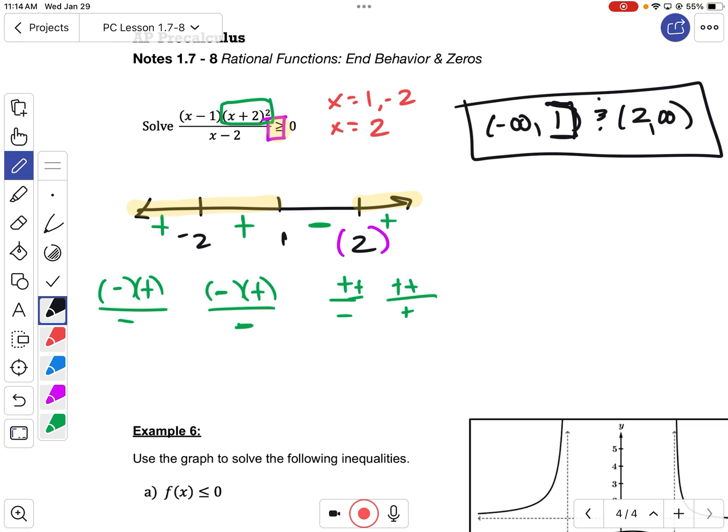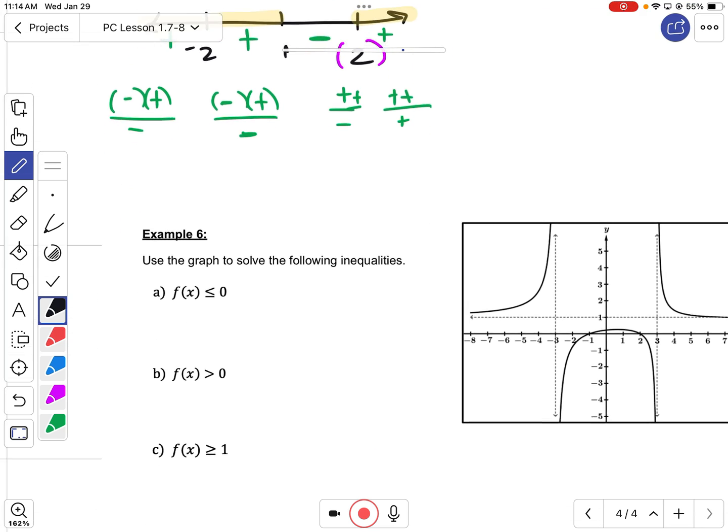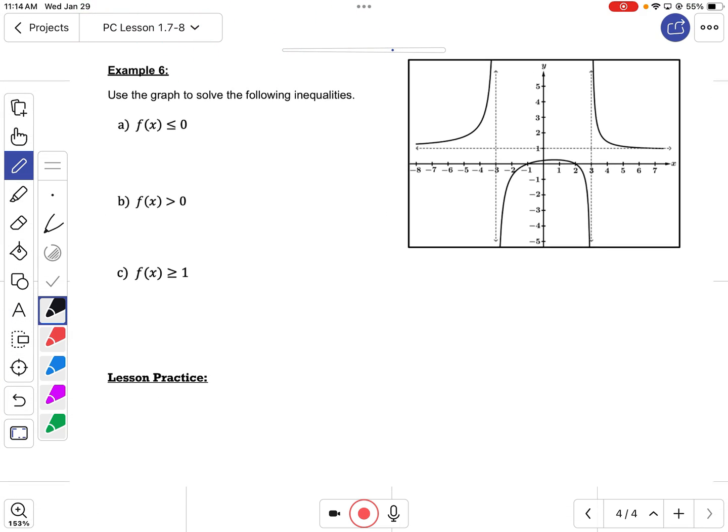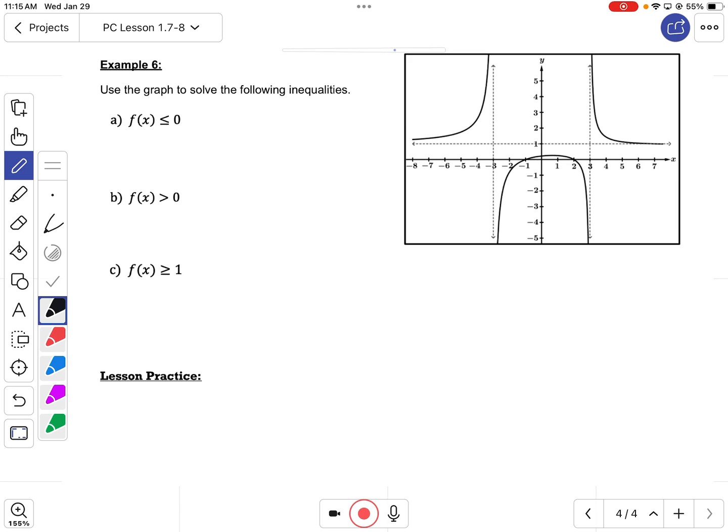If you did practice anything tonight, practice the inequalities, okay? For sure, because they're just different, all right? Last one, I gave you a graph, okay? And we want to solve inequalities using the graph, okay? So f of x is that whole function right there. We're looking for where that whole function is above 0, okay?